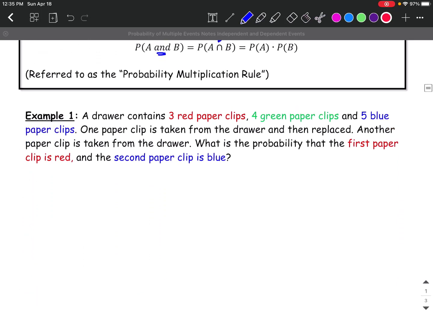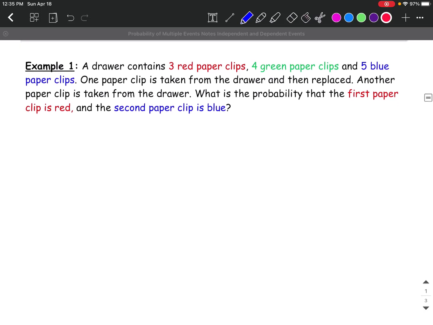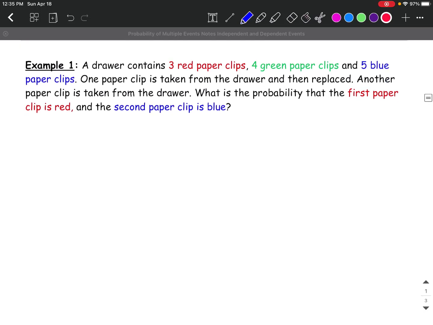So a drawer contains 3 red paper clips, 4 green paper clips, and 5 blue paper clips. 1 paper clip is taken from the drawer and then replaced. Another paper clip is taken from the drawer. What is the probability that the first paper clip is red and the second paper clip is blue?